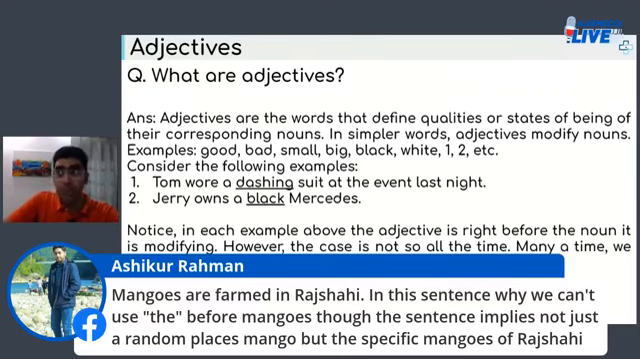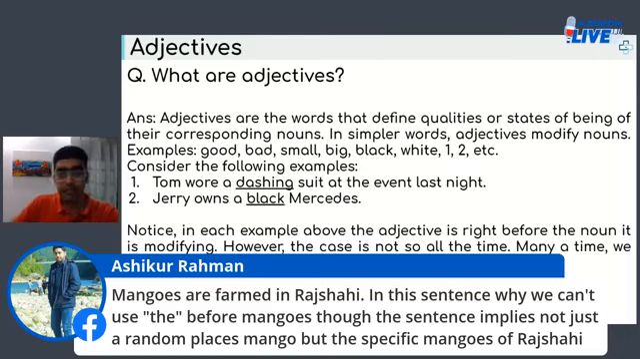You mean to say that you've ordered mangoes from Rajshahi and a very specific type of mangoes, or maybe you have ordered mangoes from many places, not just from Rajshahi, maybe from Kumilla, maybe from Chittagong, maybe from other areas where mangoes are farmed, right? But you want to be very specific about the mangoes that have come from Rajshahi. So in that case, you may just say that the mangoes that were farmed in Rajshahi have arrived.